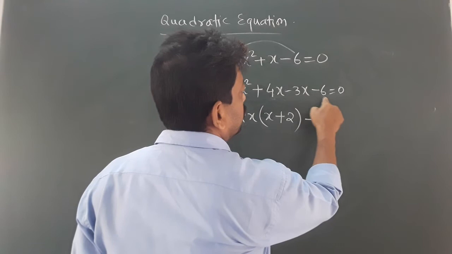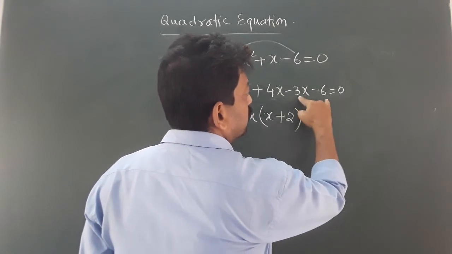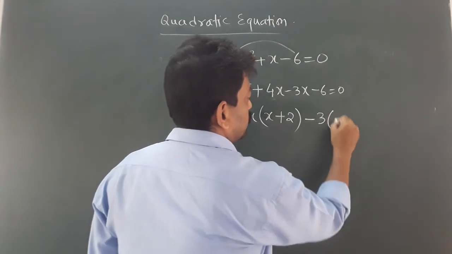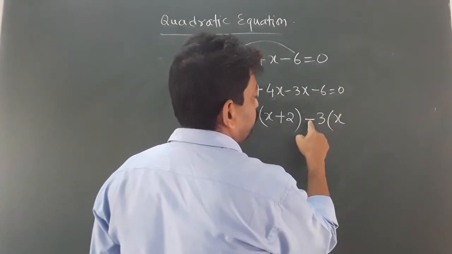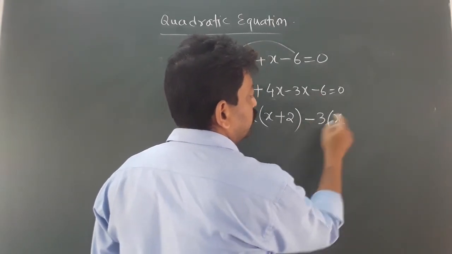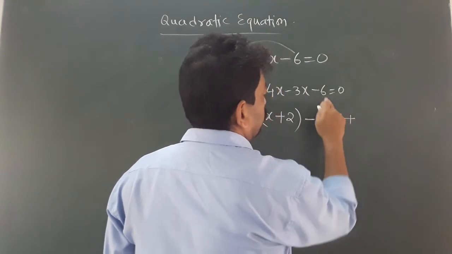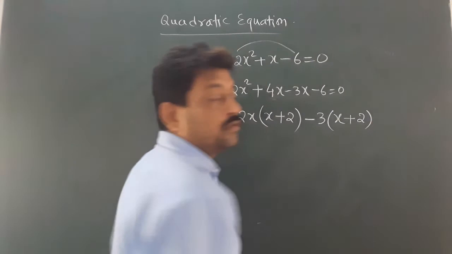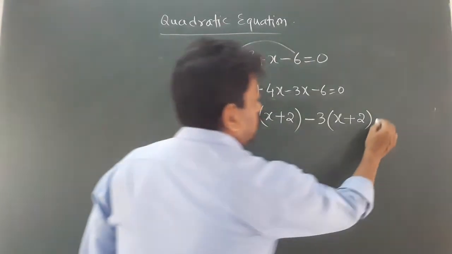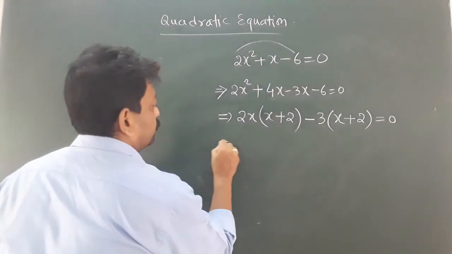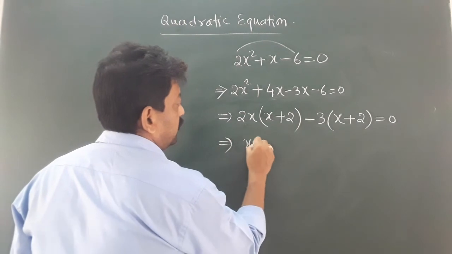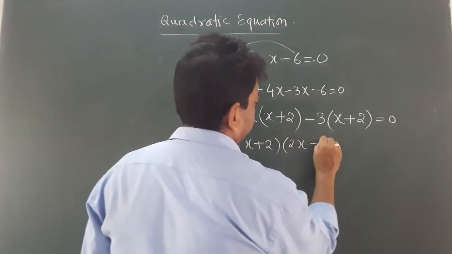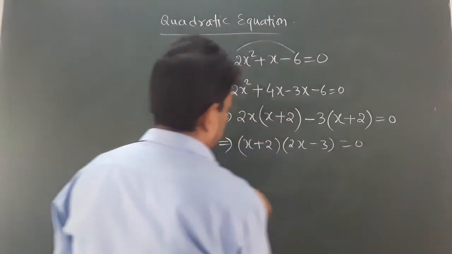Minus, here between these two, 3 is common. As you see, it is 3x and it is 6. So we can take 3 common. So it will be x. This minus will become plus because minus is already taken out. From 6, 3 is taken as a factor, so another factor is 2, equals 0. So here we are getting x plus 2 and 2x minus 3 equals 0.